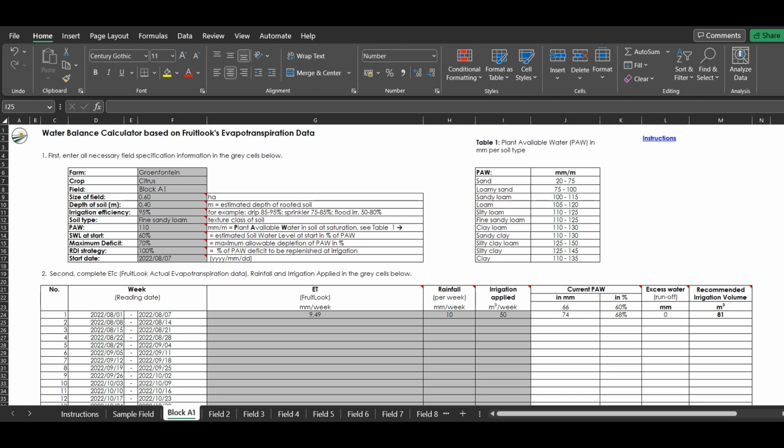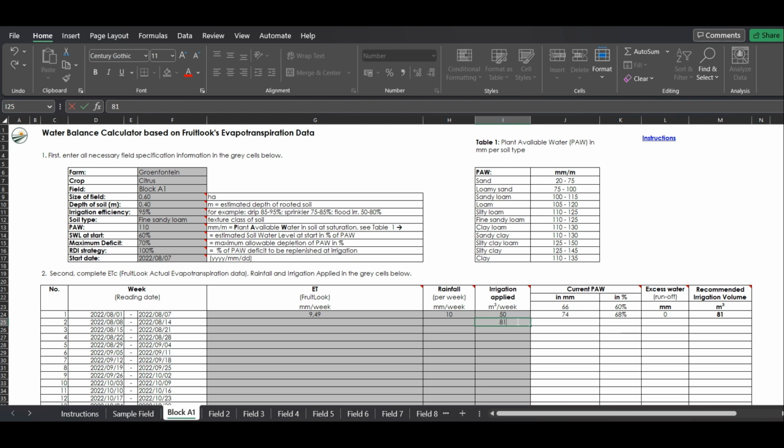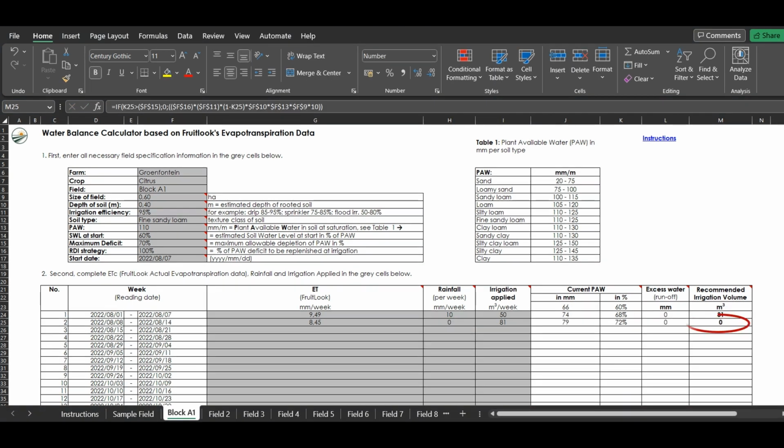Since the maximum deficit is 70%, an irrigation volume of 81 cubic meters is recommended to replenish the soil profile of the entire field in the coming week. However, the irrigation manager will need to make adjustments to this recommendation to accommodate future weather conditions. If the recommended 81 cubic meters of irrigation is applied in the following week, and the actual evaporation was 8.45 millimeters and no rainfall occurred, there will be no deficit, in other words, no irrigation recommendation for the following week.